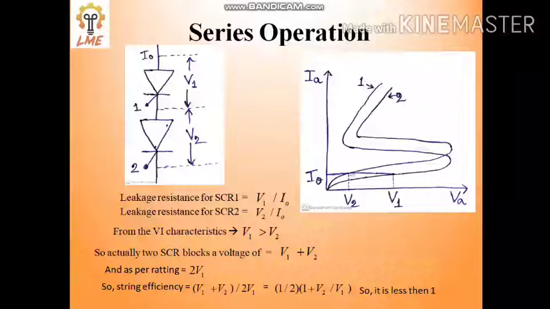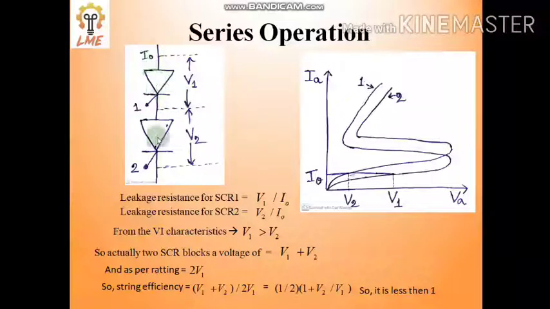Suppose here we are discussing the series operation. There is one SCR and another SCR connected to it, SCR1 and SCR2, connected in series for increasing the voltage level. When they are connected in series, the current across the whole string should be the same, denoted by IO.